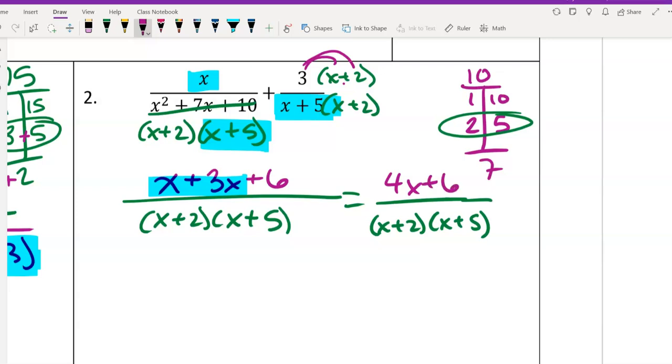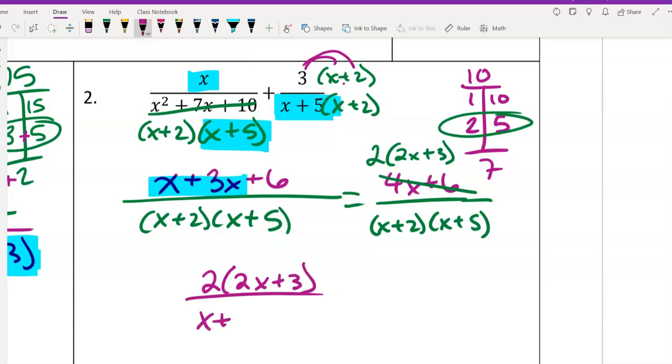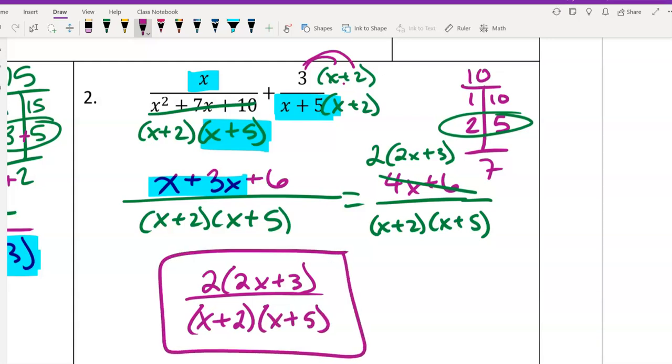Now we're not done yet. Just like the last problem, 4 and 6 can both be divided by 2. So dividing by 2, that leaves us with 2x plus 3 on the inside. Now, unfortunately, that still doesn't cancel anything out in the denominator, but our answer is in complete factored form. So leave our answer just like that.